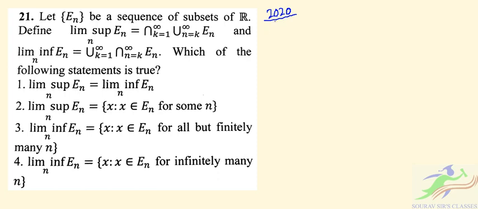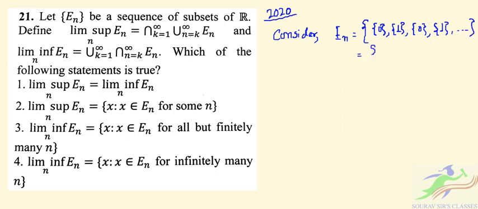Okay, so let's take this. First of all, let's understand how this union and intersection is coming. So, let us consider this En as a sequence of zeros and ones. So, you can write it as 0, 1, 0, 1 in this manner. So, it can be written as E1, E2, E3.